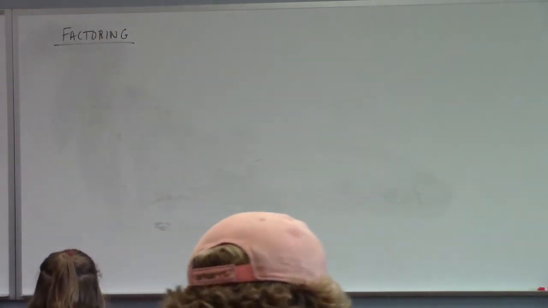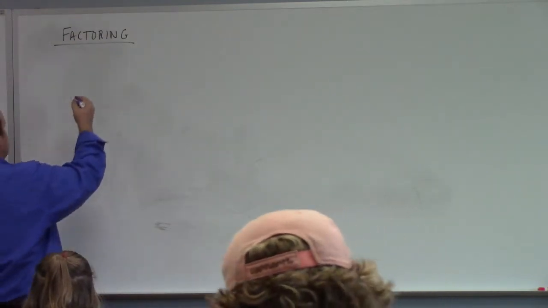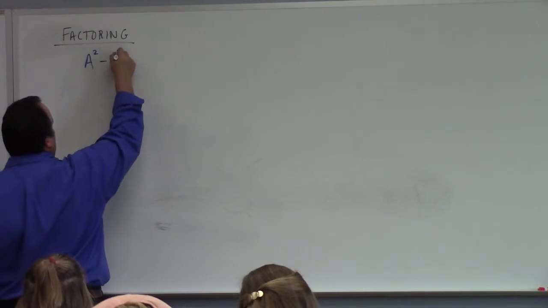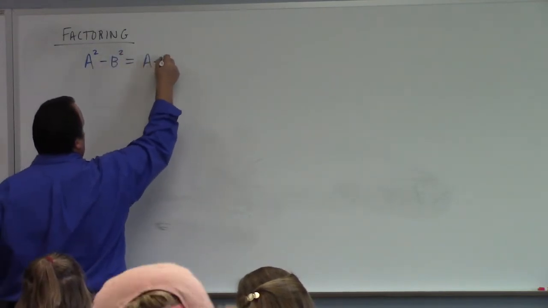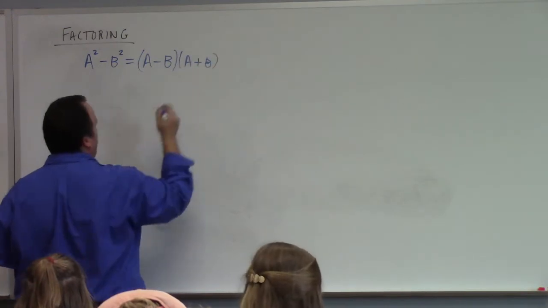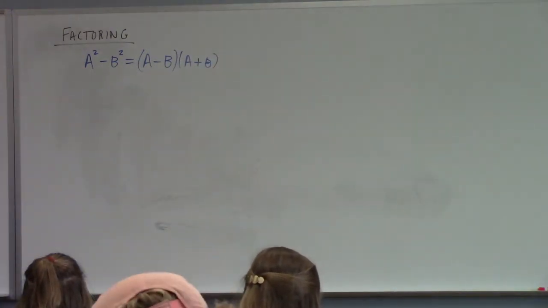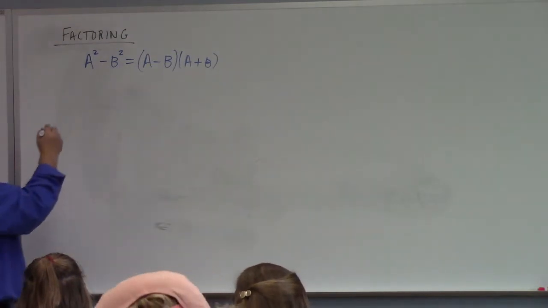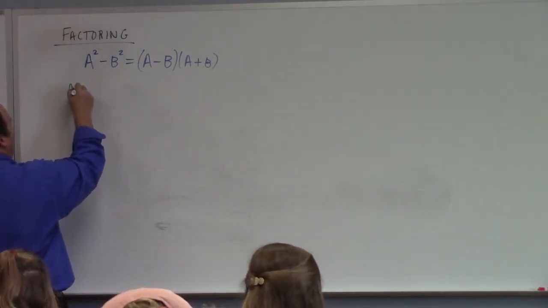So a couple of key results I should share with you. A squared minus b squared is a minus b times a plus b, right? This is the difference of squares formula, right? There's also a difference of cubes.